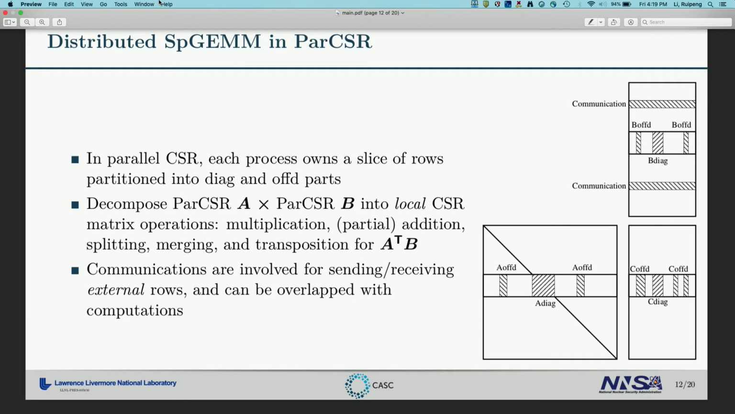Okay, after we have this CSR matrix multiplication on one GPU, we can put them together to develop the distributed ParCSR matrix multiplication. In Hypre, the matrix is distributed in the way that each process owns a slice of rows, and the rows are partitioned into the diagonal part and off-diagonal part. Multiplying two ParCSR matrices can be decomposed into a bunch of local CSR kernels, like matrix multiplications, additions, merging, splitting, etc. And also communications are involved to exchange the rows from other processes.